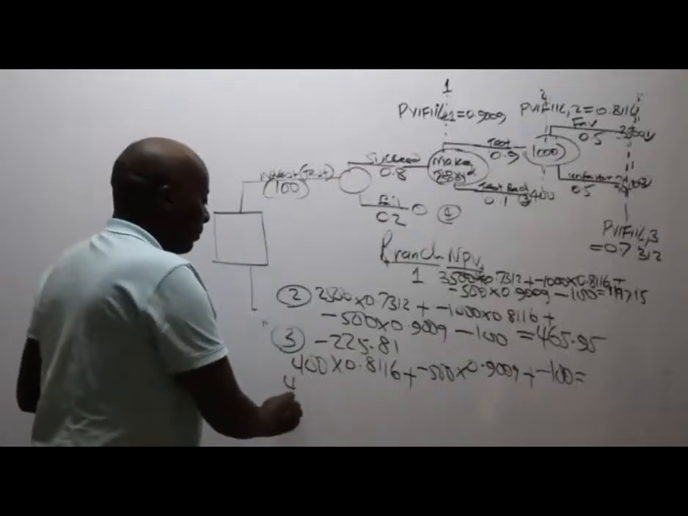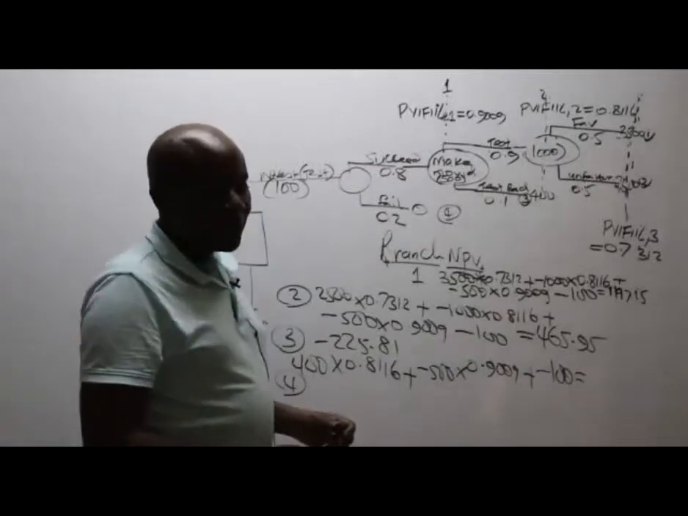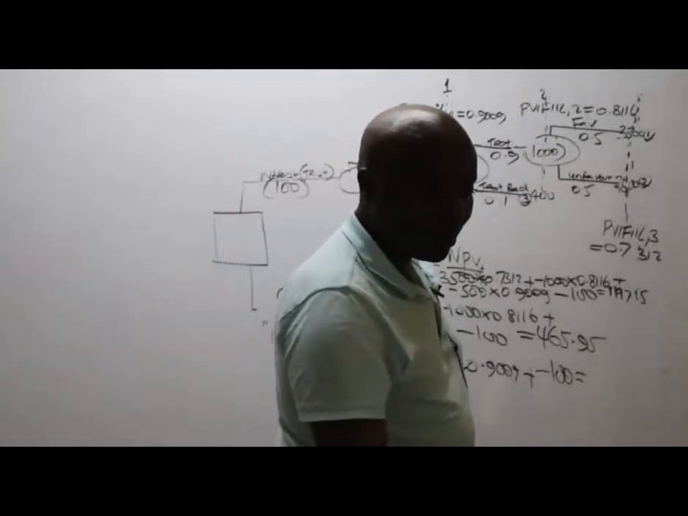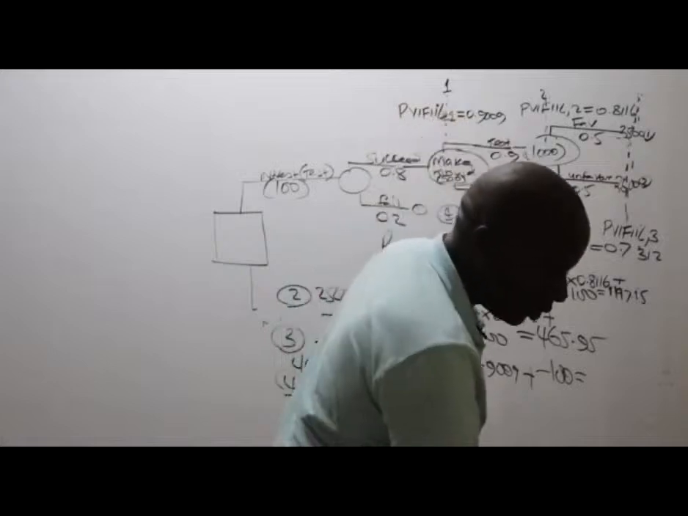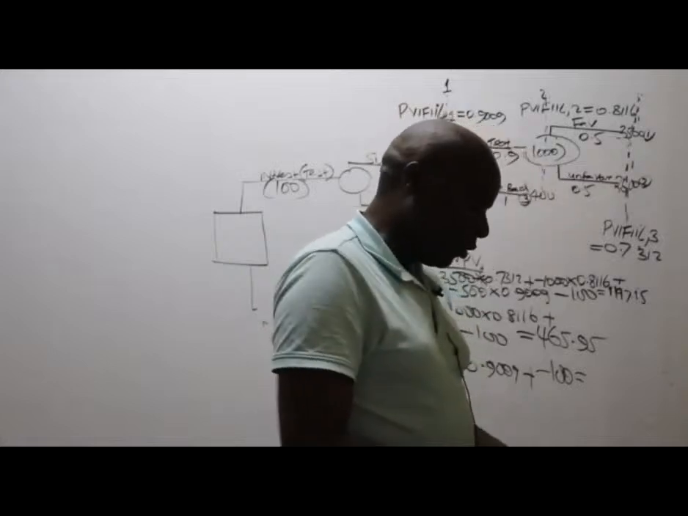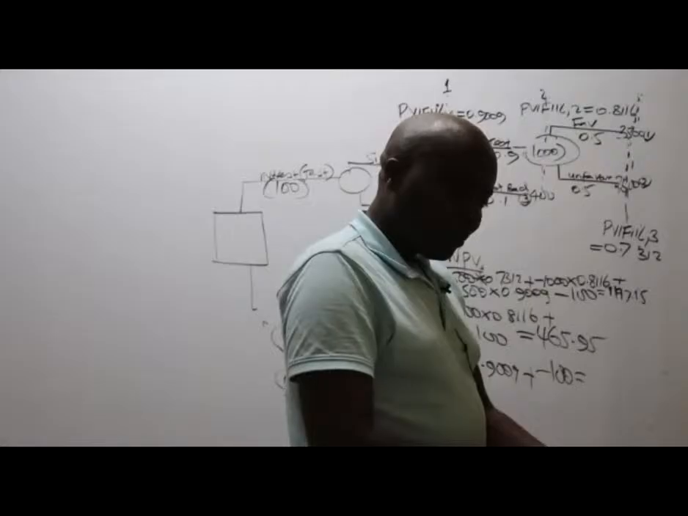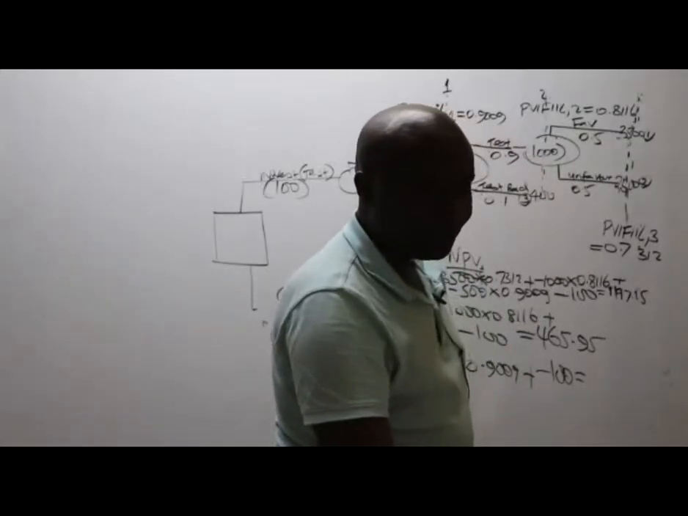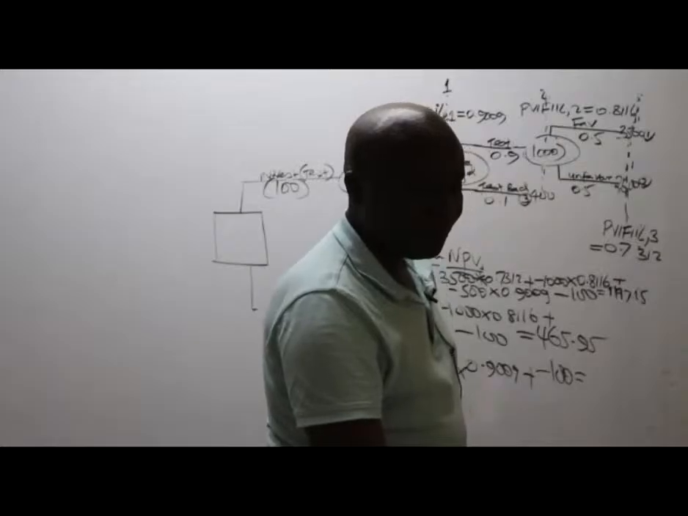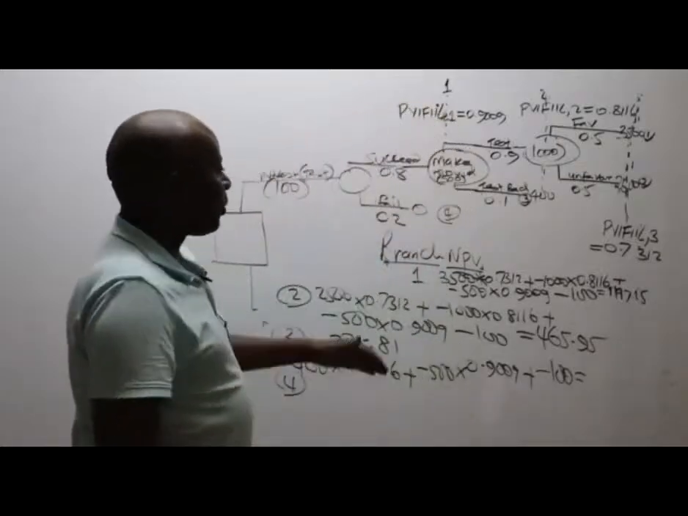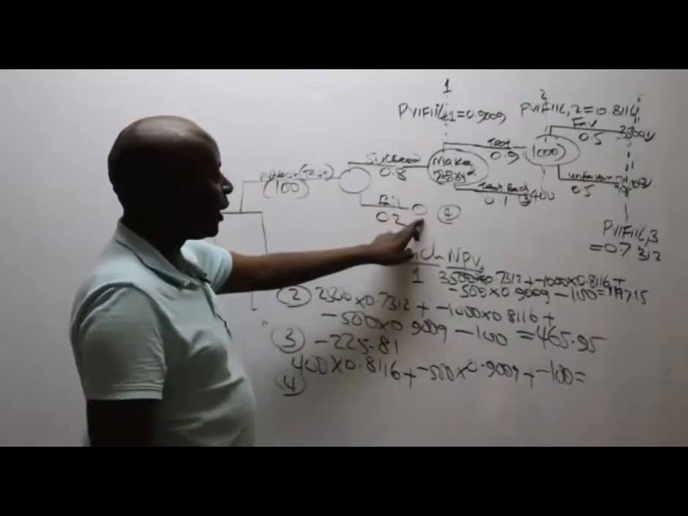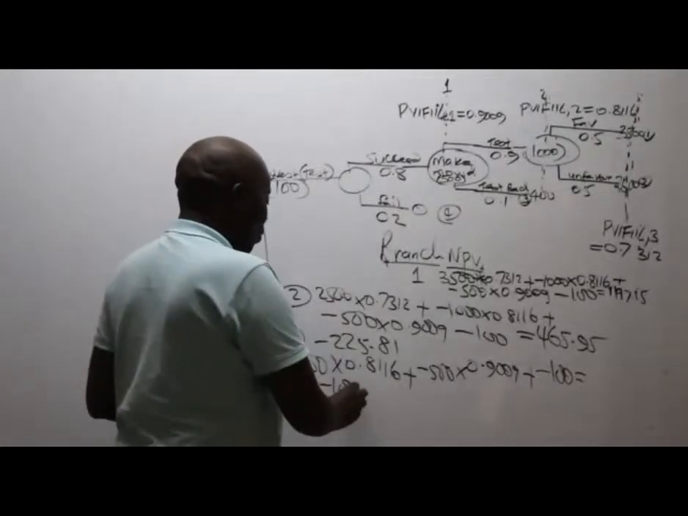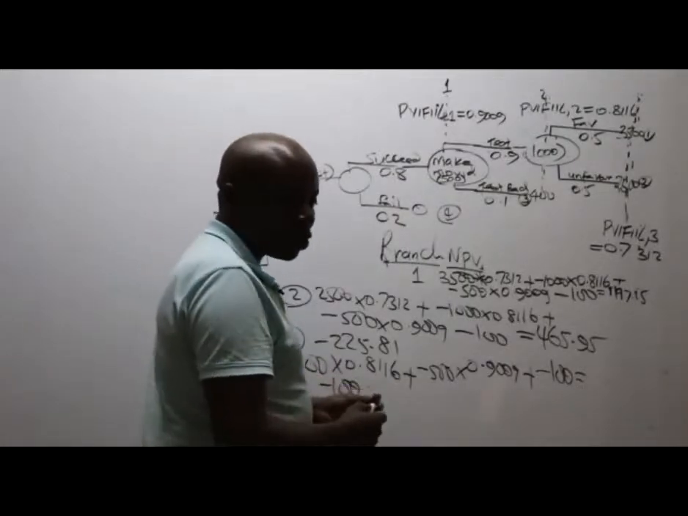And then you go to branch number 4. What do we have in branch number 4? Branch number 4 has no cash flow there, 0 minus 100. So branch number 4 is minus 100. Thank you so much.